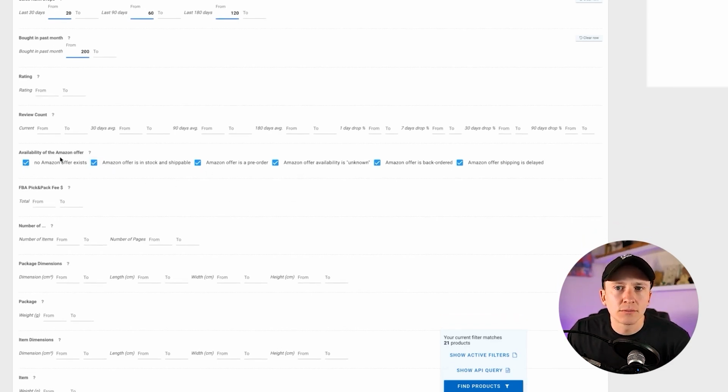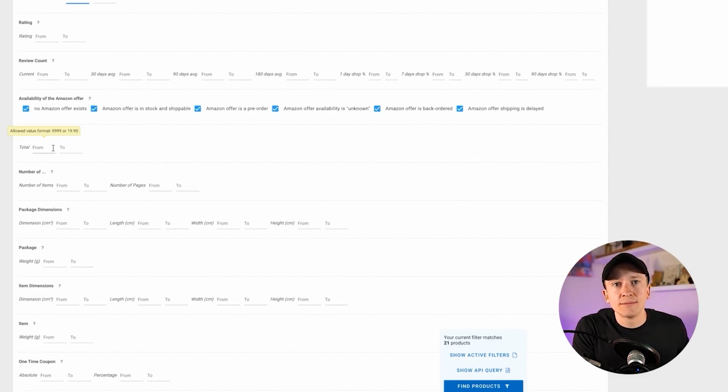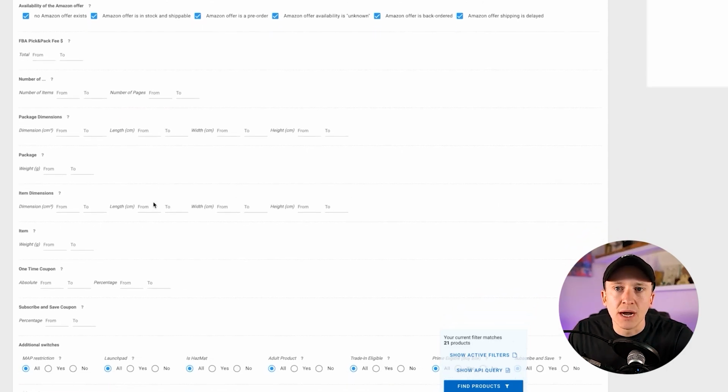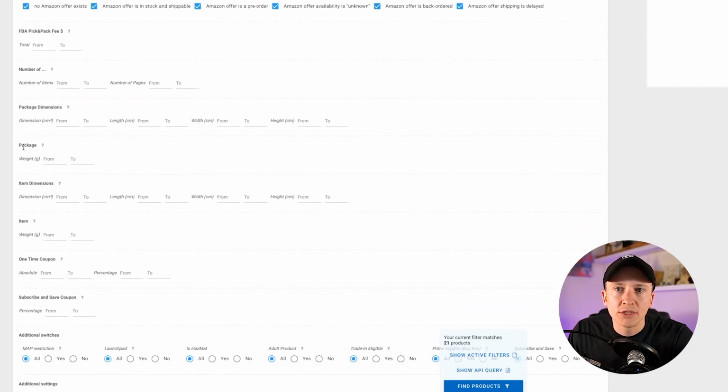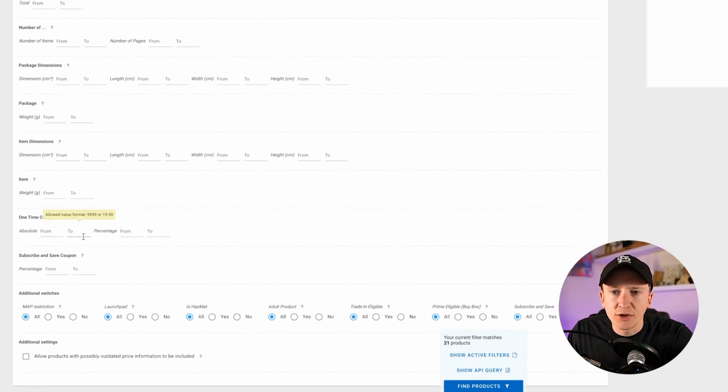A lot of times I don't play around with this too often because I've really honed it in on all the other options that we've got above. Pick and pack fee can allow you to find specific items in certain sizes. So if you're looking for small standard or large standard or oversized, you can find those items based off the pick and pack fee. If you'd like to use that, you can. Same with number of items. If you're looking for maybe some bundles or multi-packs, you can use this to really hone in on those options as well. Same with package dimensions, package weight, item dimensions, item weight, and then if there's any coupons, subscribe and save coupons.